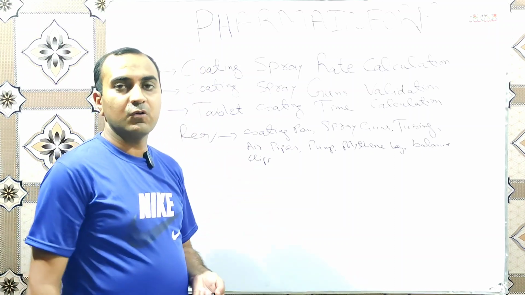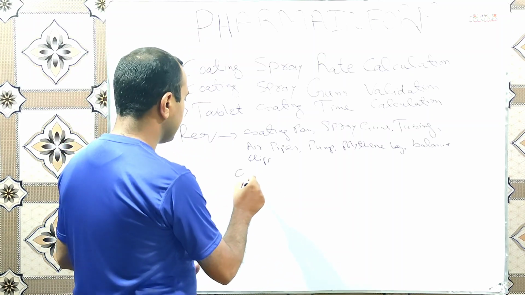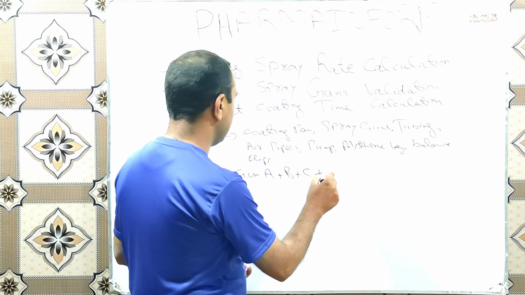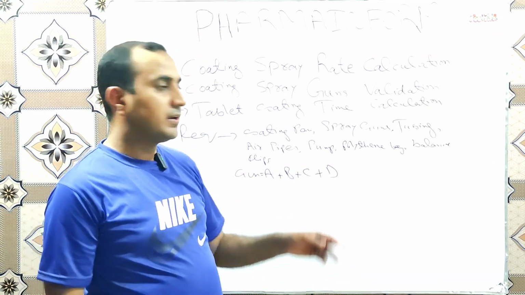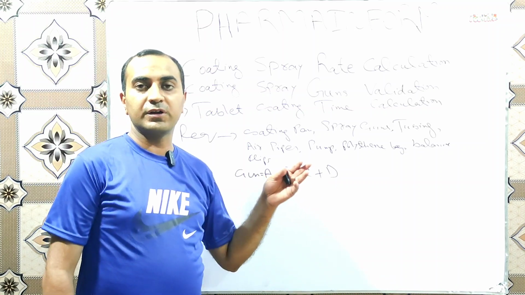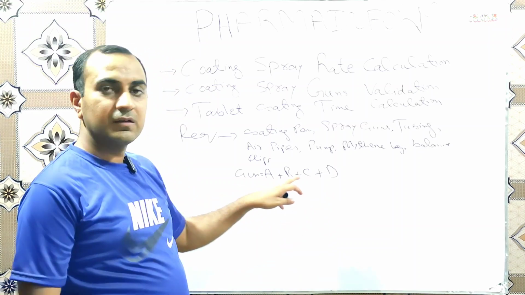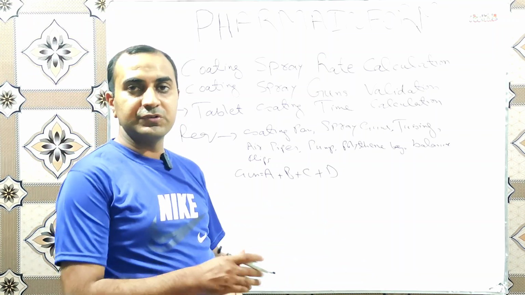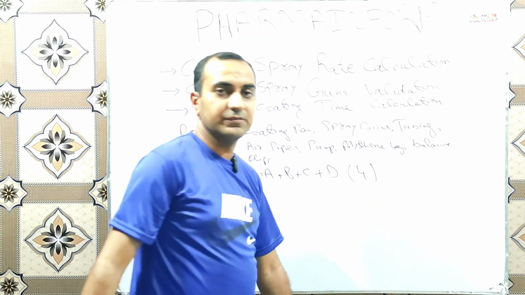For example, we have a coating pan which has 4 guns installed. Suppose gun A, gun B, gun C, and gun D. We will calculate the spray rate from each gun, meaning the quantity of spray delivered by gun A, gun B, gun C, gun D, and then we will take an average spray rate for all guns, since we have 4 spray guns.